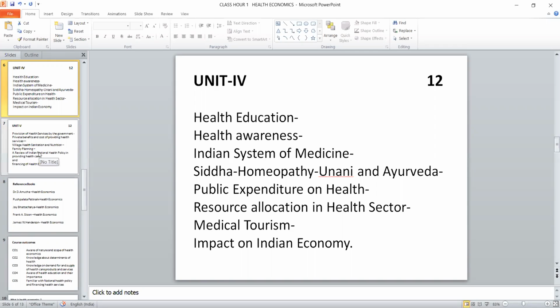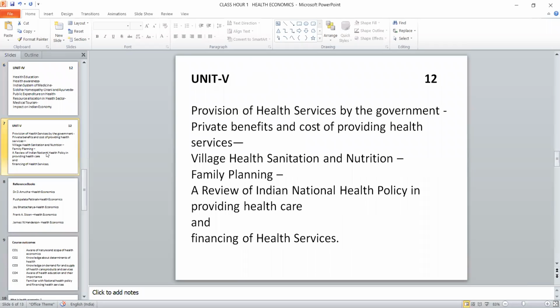In the fifth unit, we are discussing what provisions are available for the health service given by local, state, and central government, and how the private or public individual is getting benefit out of it, and how much they are paying for the health service.